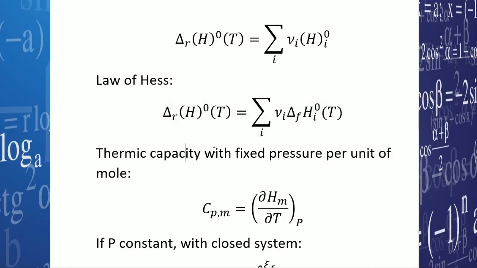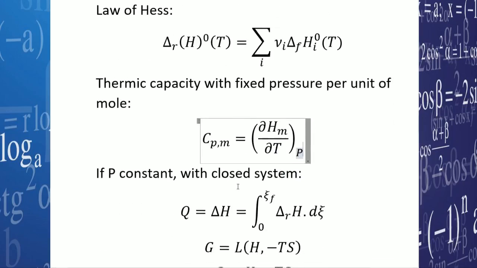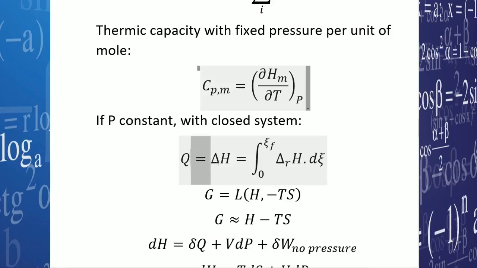The thermic capacity at fixed pressure per unit of mole, C_PM, is actually the molar enthalpy derivative on temperature at fixed pressure. If P is constant with a closed system, we obviously find this, because as I said, delta H is the Legendre transform of U with the term of pressure stuck, like in the Legendre transform, and since P is constant, V times dP is 0, because dP equals 0, so you have this. Delta H is the integral of this. It's more or less an application of the law of Hess.